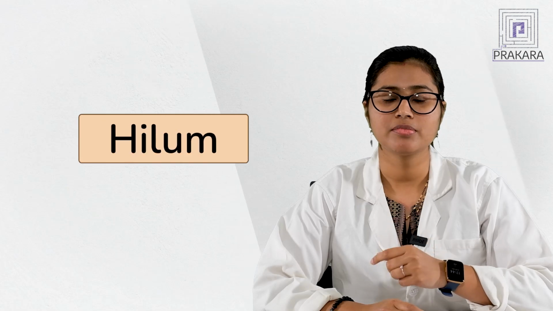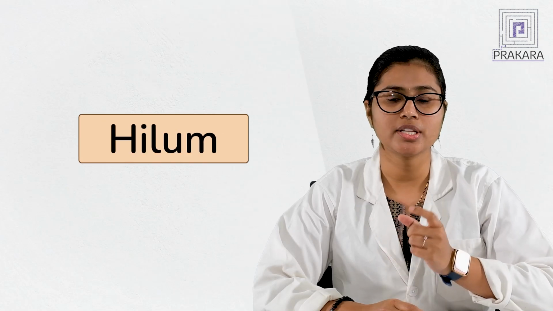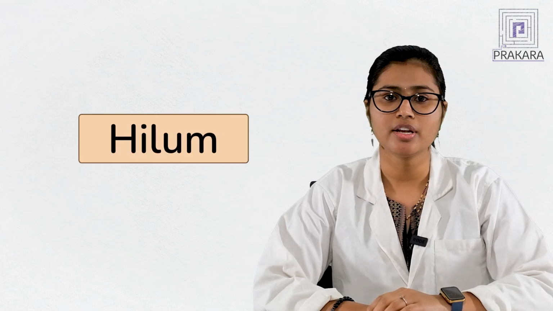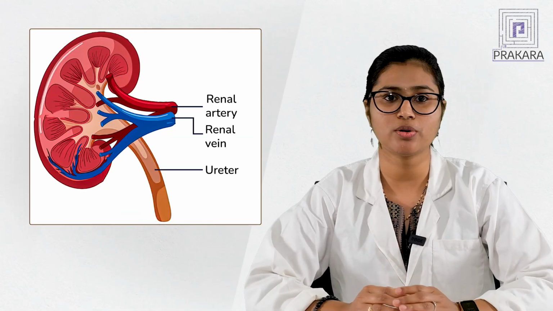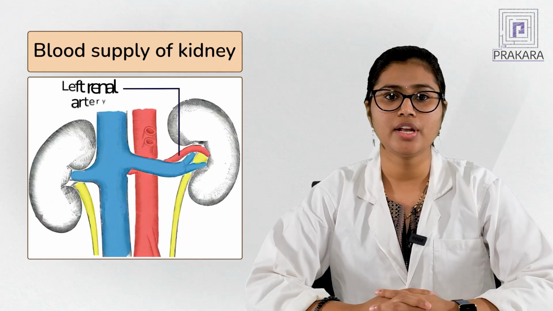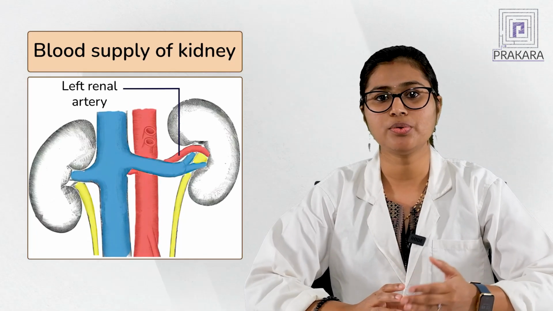the hilum. Hilum is a structure located on the medial side of the kidney in which renal artery, renal vein, ureter, all these structures open into the renal hilum. So next, blood supply of the kidney. Renal arteries supply the blood to kidney.